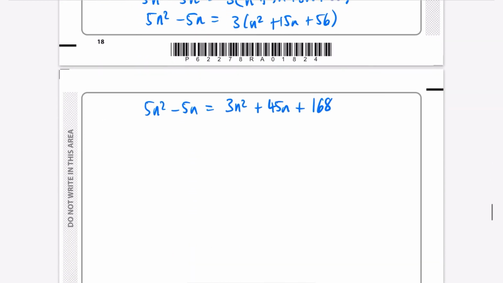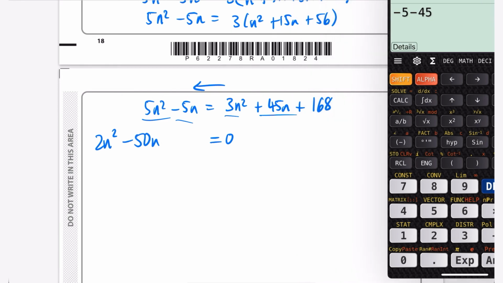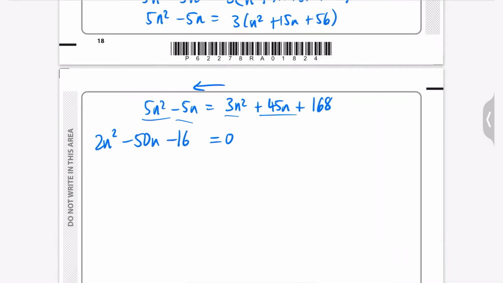So I need to make a quadratic always equal to 0. So I'm going to put everything to the left so that the equals 0 is over here. So I'll do 5n squared take away 3n squared. That's 2n squared that we have for this part, okay? Then we're going to do the minus 5n minus 45n, minus 50n it's going to be. So that's minus 50n. And then we're going to also subtract the 168 that we have, okay?